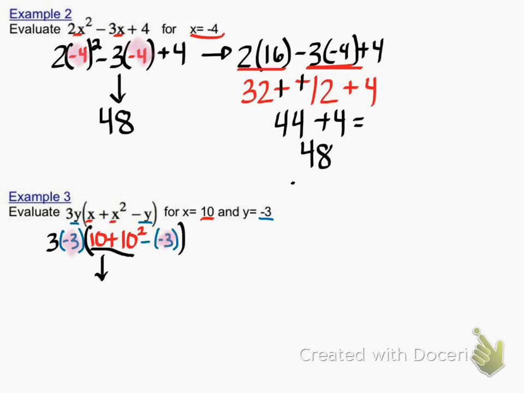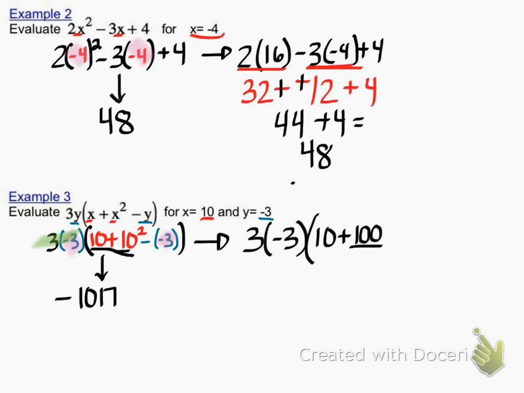Now, I'm going to punch this into my calculator. You take a minute, pause the video, punch in your calculator, see what you get. You should have gotten negative 1,017. Negative 1,017.